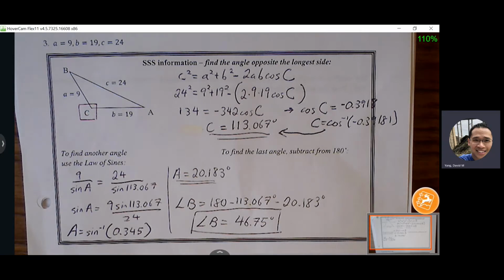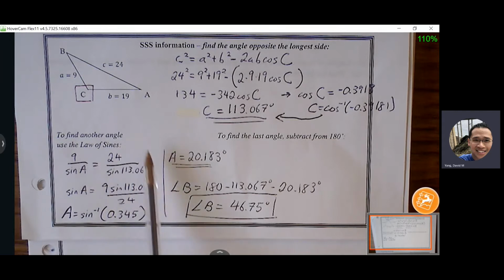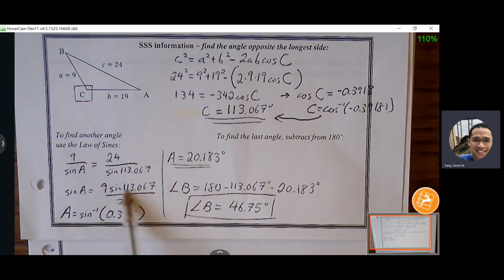If there are any questions about number 3, let me know. So again, once you find that missing angle using law of cosines, then you should be able to transition over to law of sines because we have enough information to set everything up, find one of the angles, and finally, the third angle you can find just by subtracting from 180.